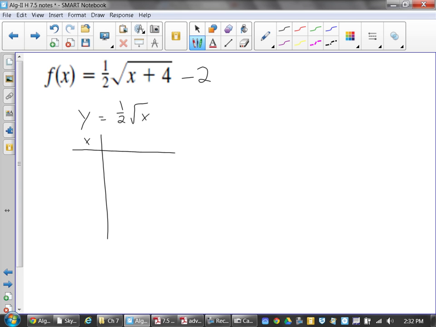what are the numbers of x I'm going to choose? 0. I'm going to use 0, okay. 4. 16. 36. Why am I choosing those numbers? Because when you take the square roots of them, they become even, so it's easier to plot.